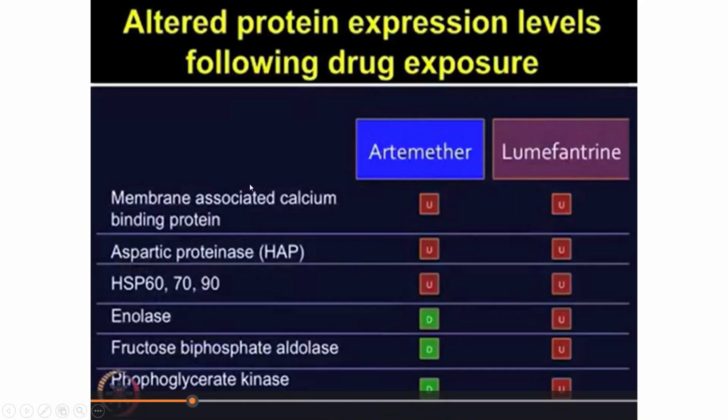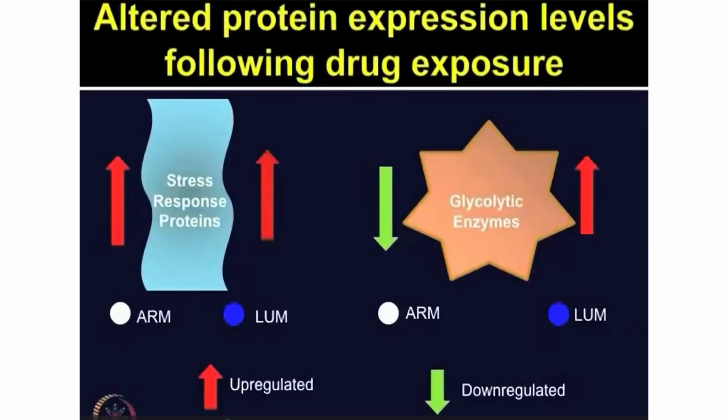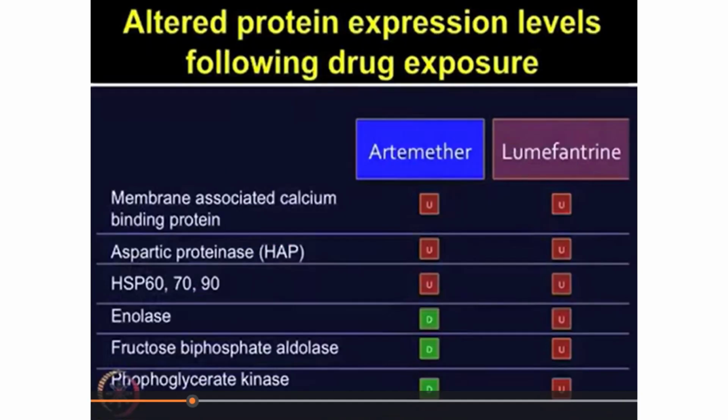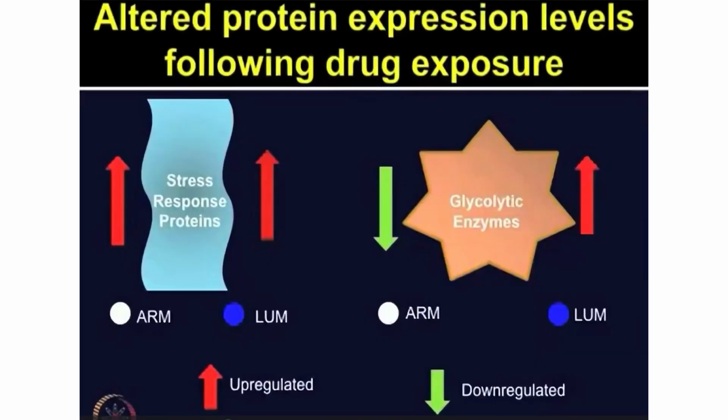When they tried this, they found a few of these proteins were upregulated with this specific drug, whereas with this drug all of them were upregulated, and with this drug these were downregulated. So there is an effect of the drug on the proteins present. They found that a few were upregulated and downregulated depending upon the type of drug being given. Stress response proteins were upregulated in both conditions, whereas glycolytic enzymes were downregulated with this drug and upregulated with this drug.